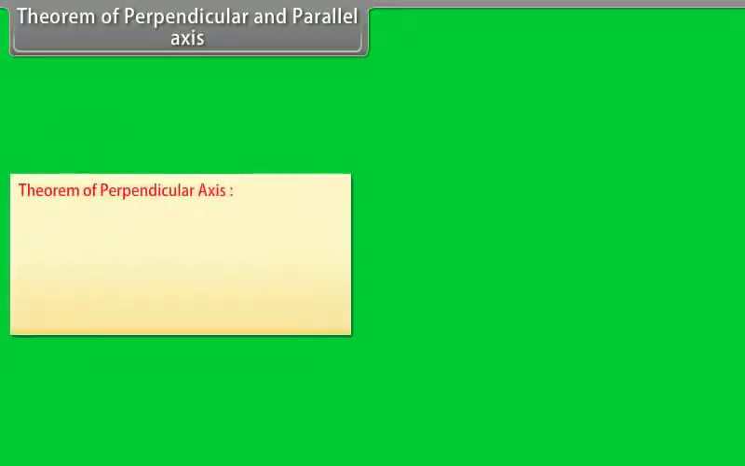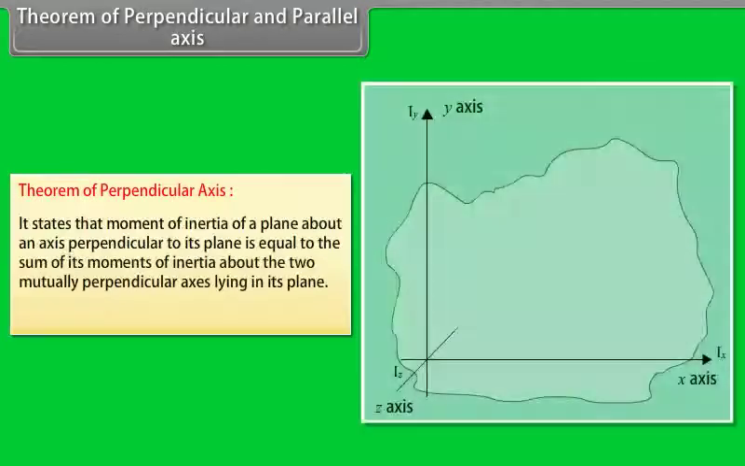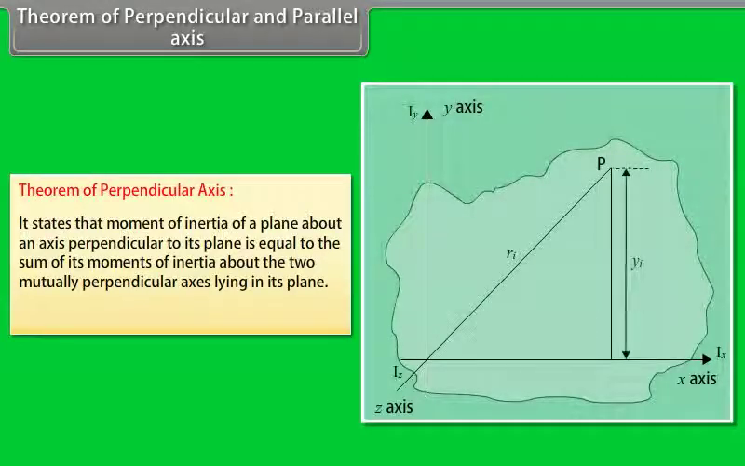Theorem of perpendicular and parallel axes. The theorem of perpendicular axis states that the moment of inertia of a plane body about an axis perpendicular to its plane is equal to the sum of its moments of inertia about the two mutually perpendicular axes lying in its plane. Iz is equal to Ix plus Iy.